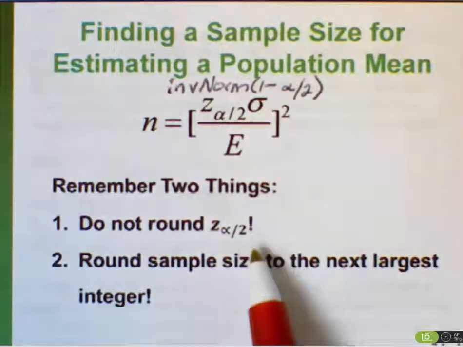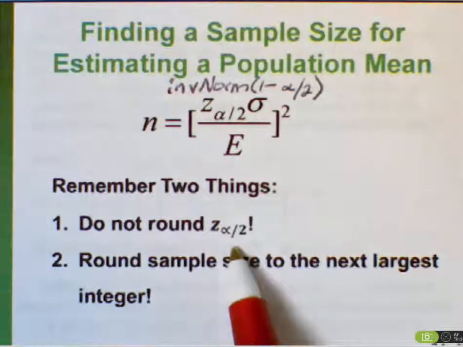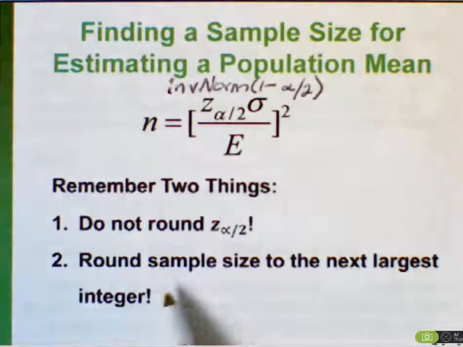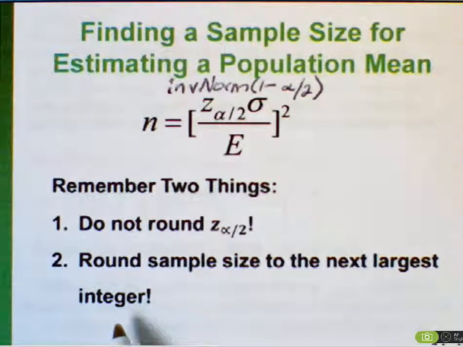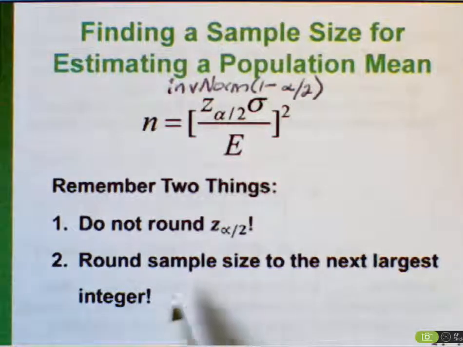If you do, sometimes you will get the correct answer, sometimes you'll get the incorrect answer. If you always want to get the right answer, then don't round your Z sub alpha over 2. And then also, like in 7.2, you always round sample size up to the next largest integer.